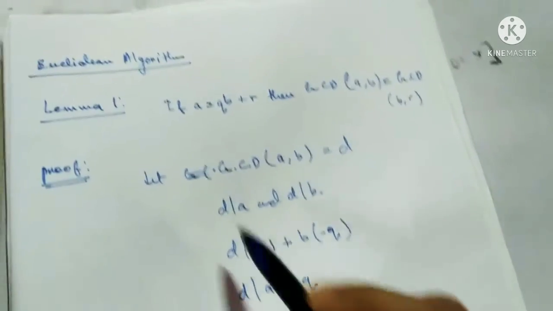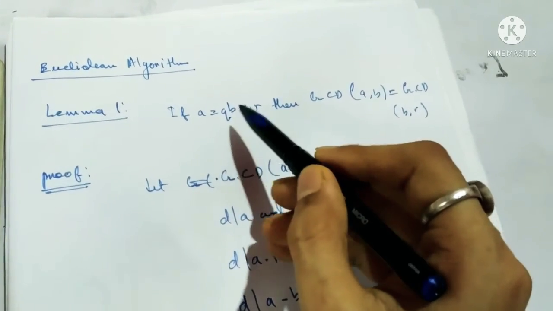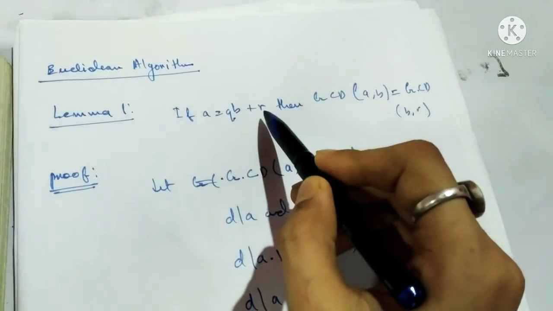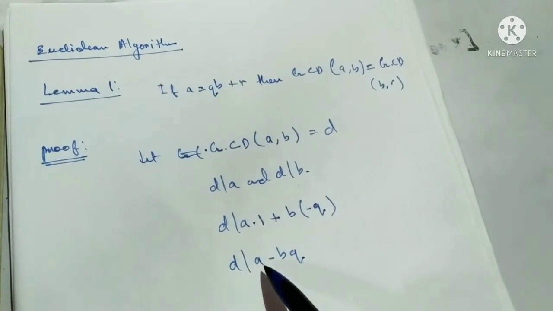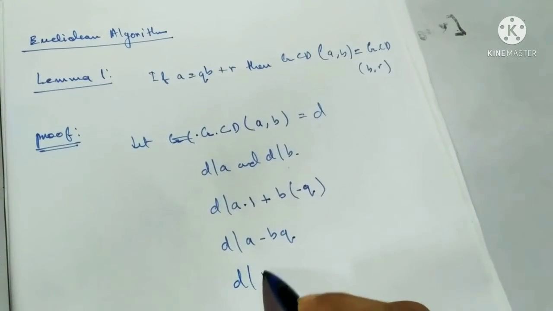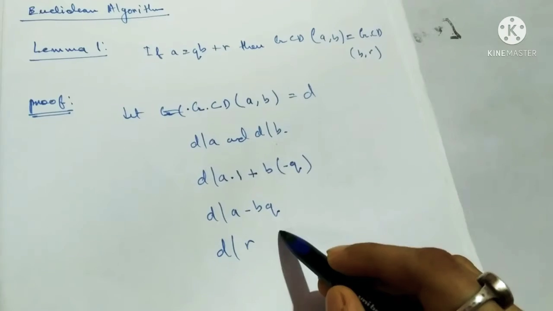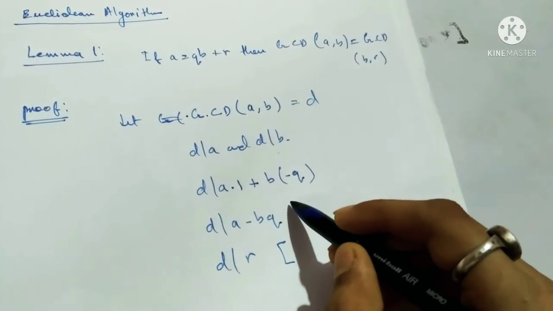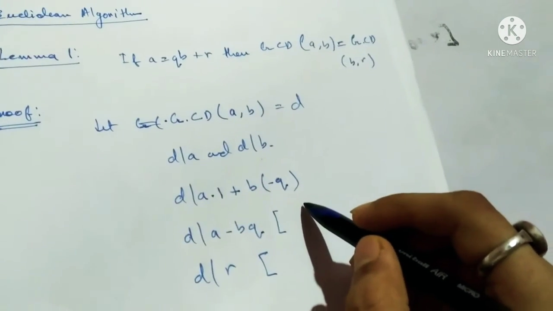A minus BQ: A is equal to QB plus R is given. Now this QB, if I bring it to the left-hand side, I will get A minus QB is equal to R. A minus QB or BQ, same thing. That means A minus BQ value is R. So in here I can say D divides R. Finished. This is our theorem 4.